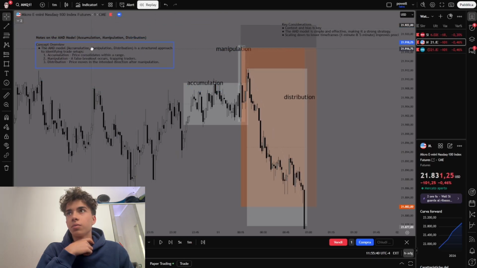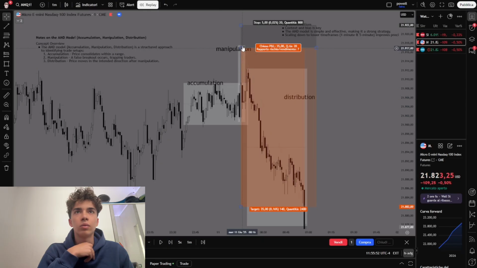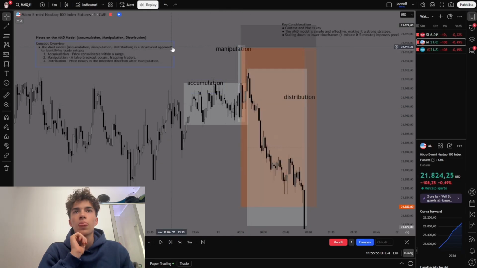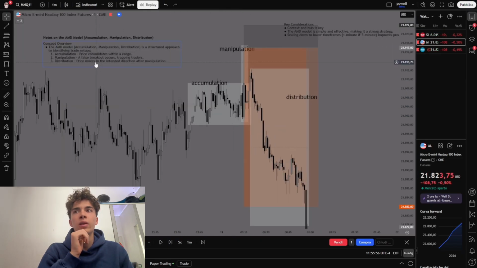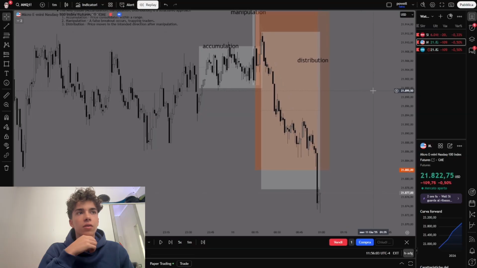These are the notes, as you can see, the concept overview. Accumulation: price consolidating within a range, that's the range. The manipulation: a false breakout occurs, trapping the traders, that's the manipulation, we sweep. And the distribution: the intended direction after manipulation, so we distribute the orders.